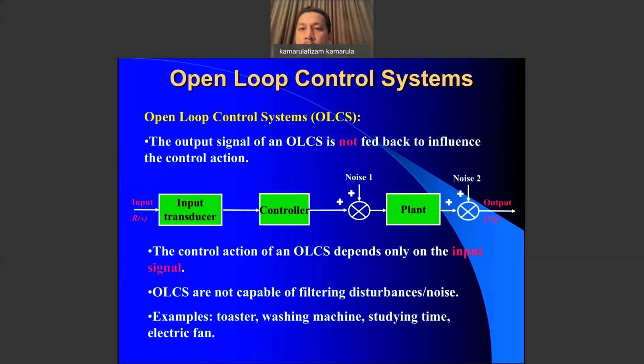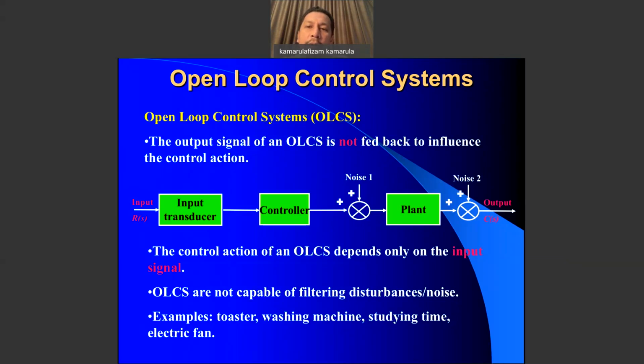Okay, it says that the control action of any open loop system depends only on the input. All right, so there is no other element that can influence the operation or the behavior of the system except for the input. An open loop system is not capable of filtering disturbances or noise because it just reads the input and nothing else.